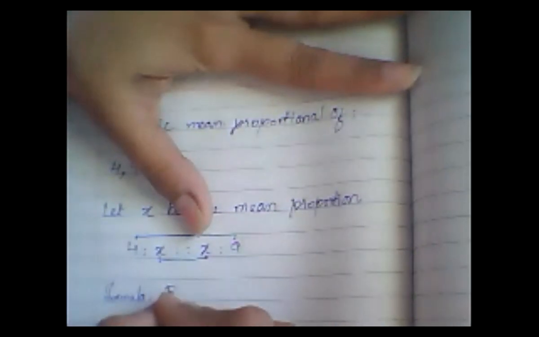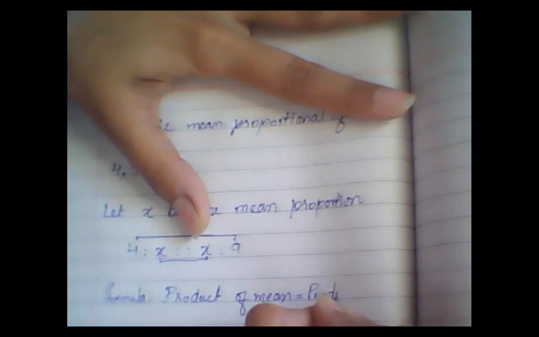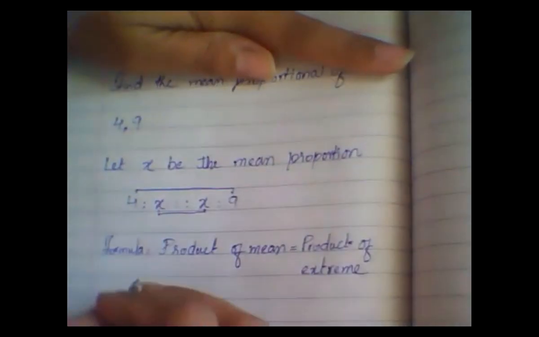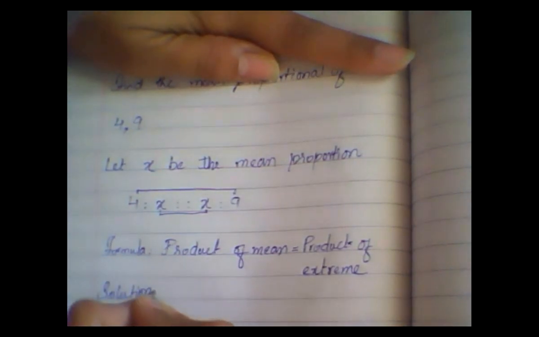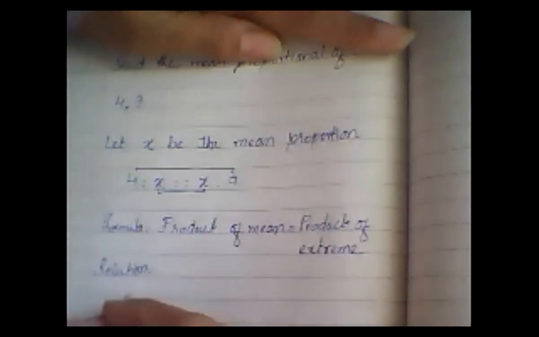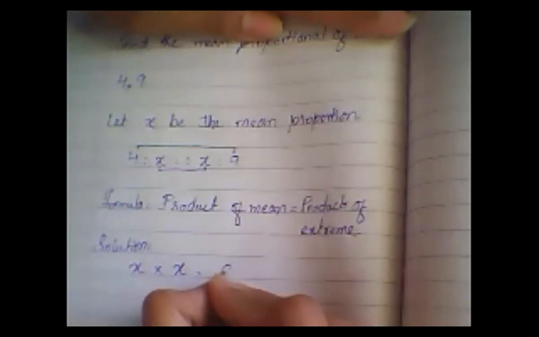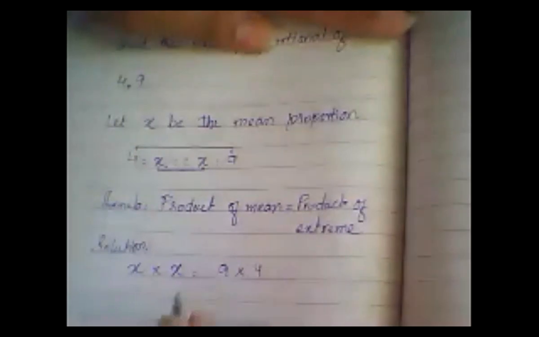The product of means is equals to product of extremes. Okay, so here you can write the solution also. Here product of means, that means x into x. Here I can write x into x is equals to 9 into 4. Product of means is equals to product of extremes, right?